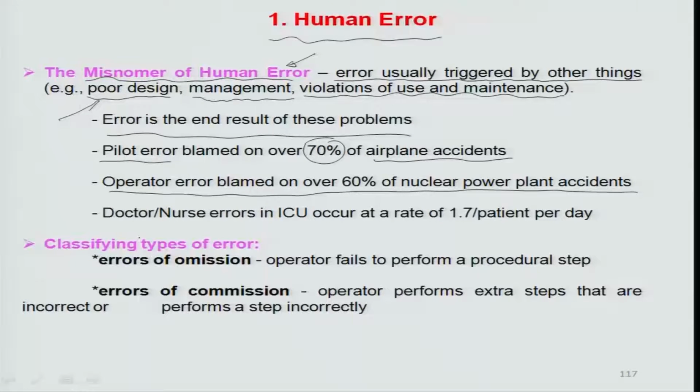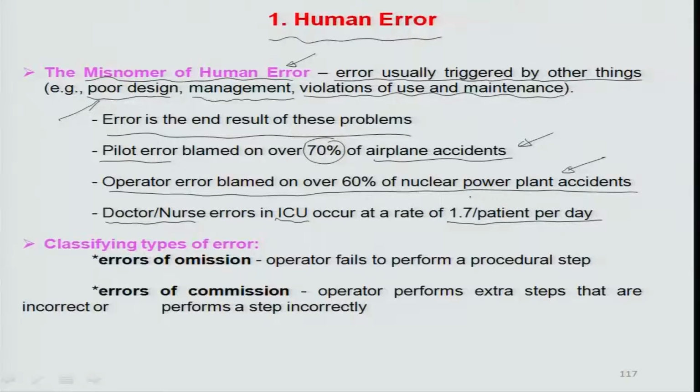Or for example, errors done by doctors or nurses in ICUs occur at the rate of about 1.7 patients per day. So if we looked at such data, it does indicate that in 30% of the cases it's because of the machine problem, right? The airplane itself was a problem, or in this particular case about 40% of the accidents happened because there were problems related to the power plants and the safety measures which are involved in it. So obviously there is some operator judgment which may be a source of an error, but then there are a lot of other factors which contribute to augmenting this human error.